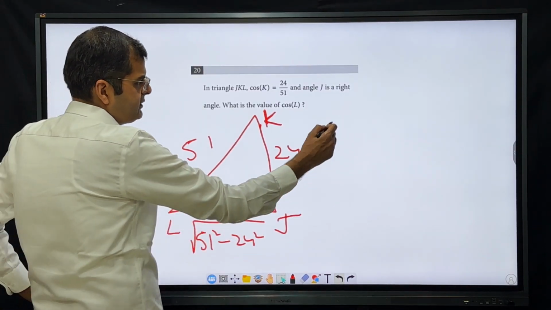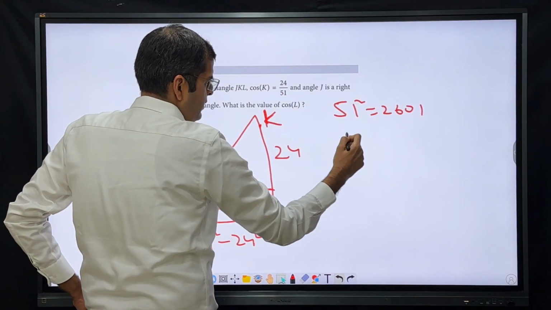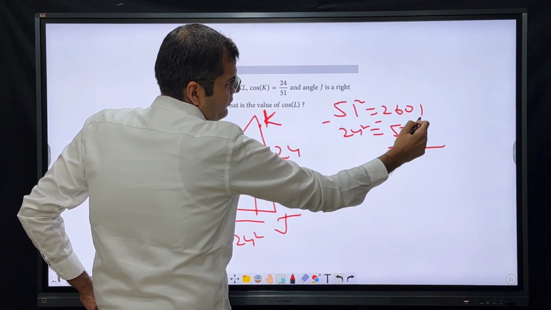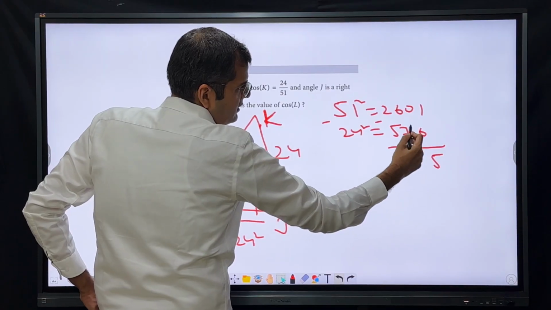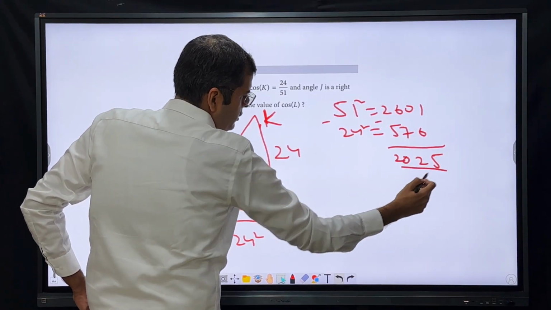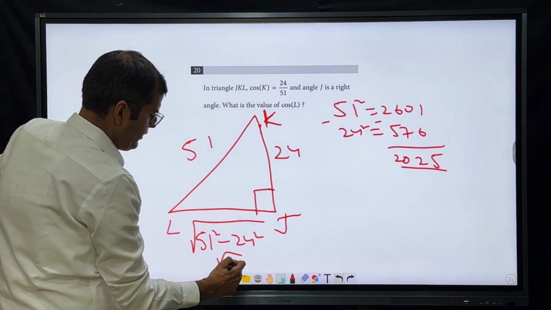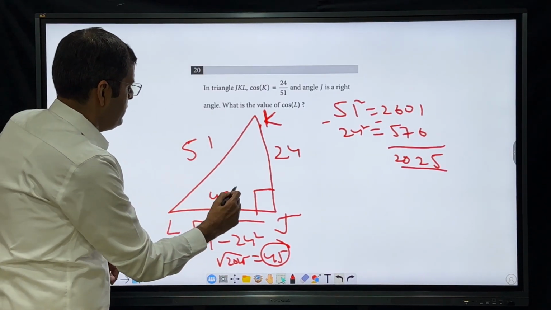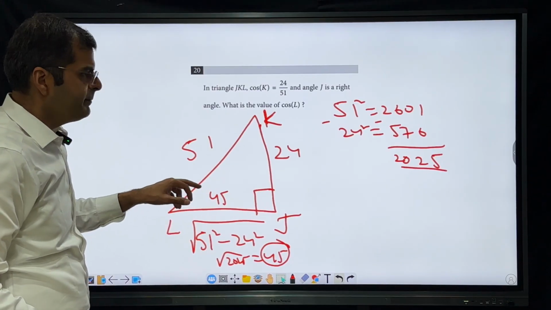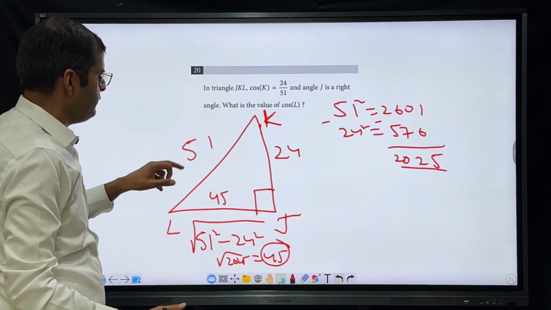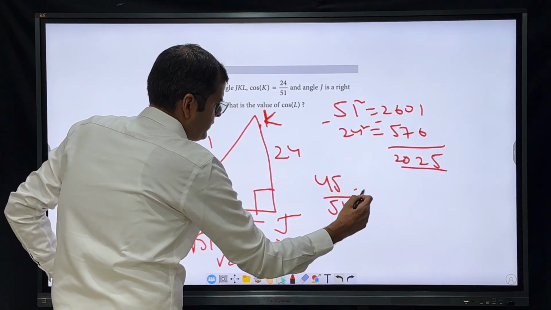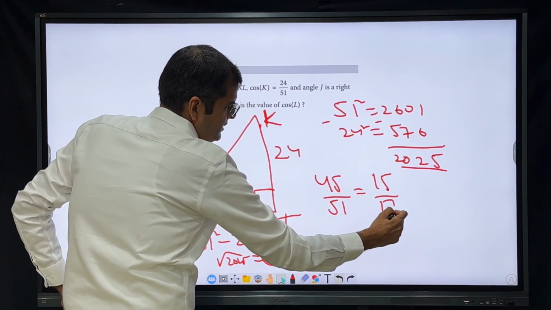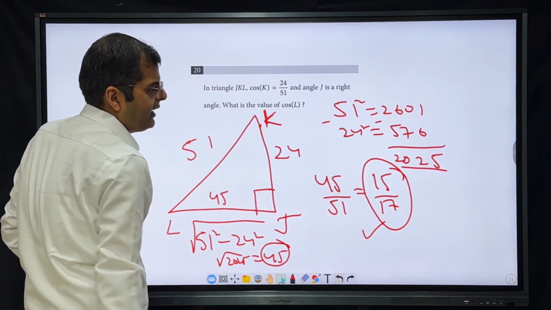What is 51 square minus 24 square? 51 square is 2601. 24 square is 576. So if I deduct them, what do I have left? This is 5, 9 minus 7 is 2, this is 0. 2025. This is square root of 2025, which is equal to 45. So LJ is 45. So cos of L we have to find. Cos of L will be what? Base, which is LJ upon 51. So it will be 45 upon 51. Putting it in the lowest form, 45 divided by 3 gives me 15, 51 divided by 3 gives me 17. So 15 upon 17 is the right answer here.